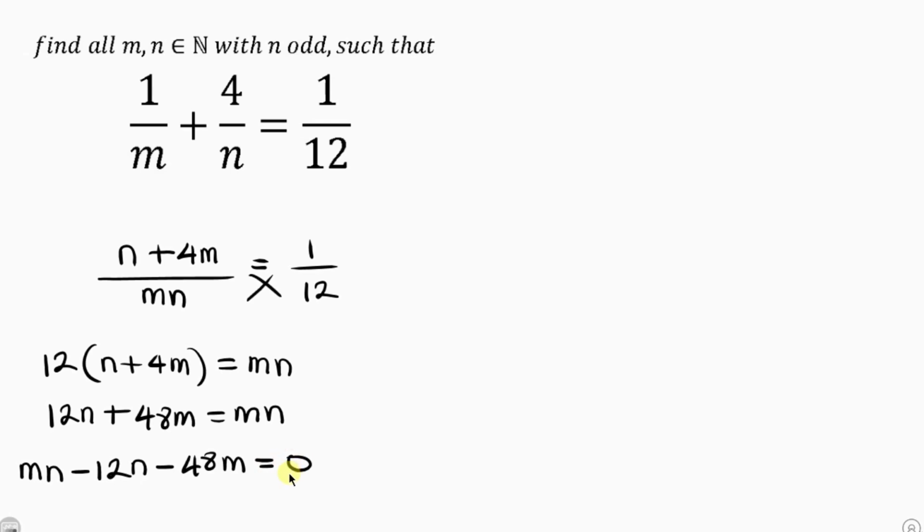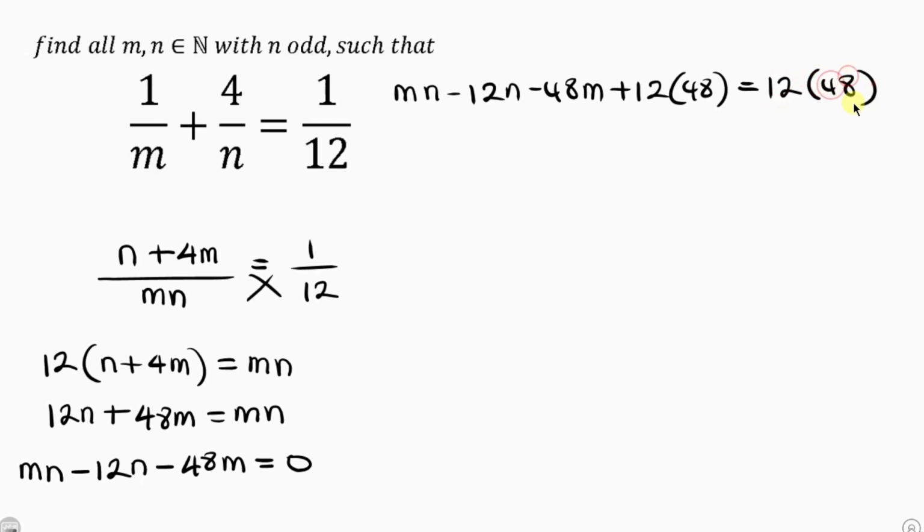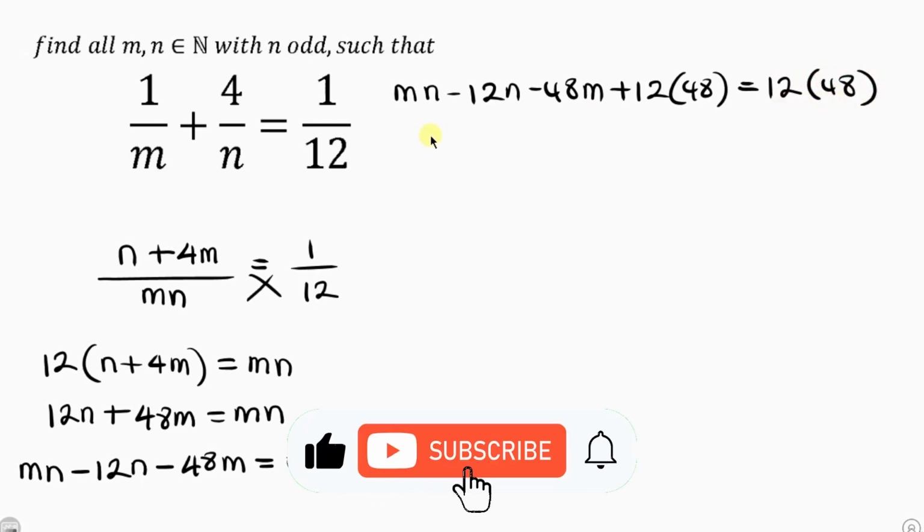So our next step will be to factorize. But we can only factorize when we add 12 times 48 to both sides of the equation. So I'm going to be adding 12 times 48 to both sides of the equation. On the left, I have mn minus 12n minus 48m, so I'm adding 12 times 48 to the left. And I'll do the same thing to the right. I'll add 12 times 48 to the right. Cool. So now let's factorize.